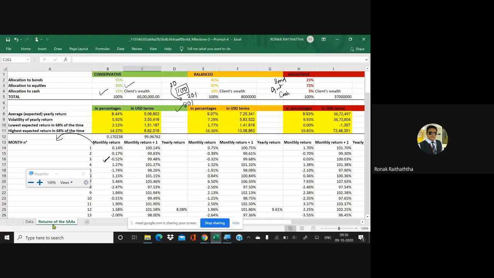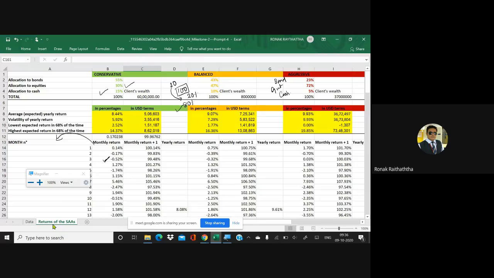The ones who were aggressive in nature were allocated more equity. The ones who were balanced in nature were allocated less equity. And the ones who were conservative were allocated too much of safe assets and very little equity. Now, based on that, we had found the average return yearly.